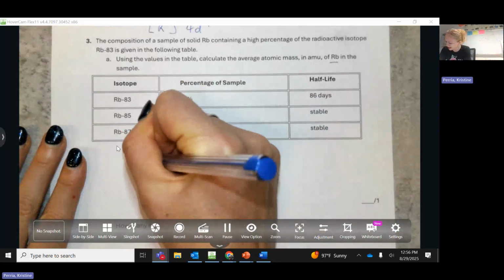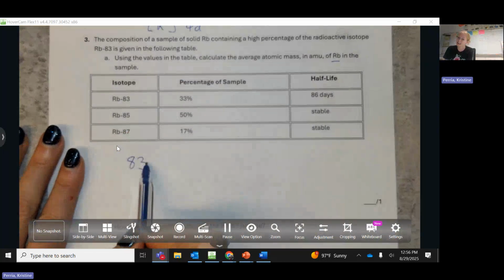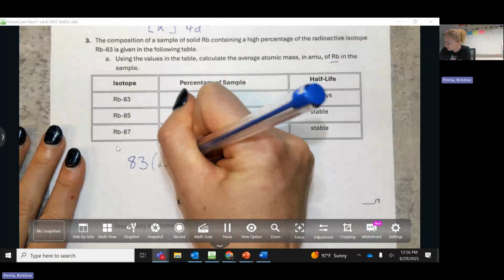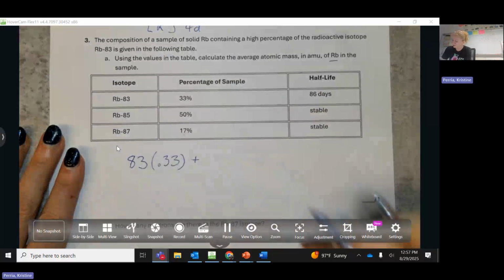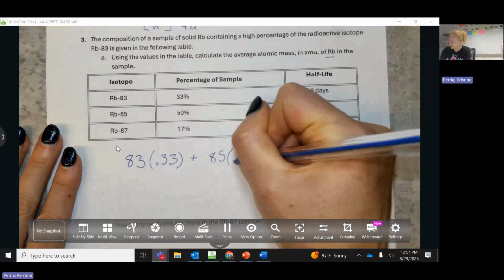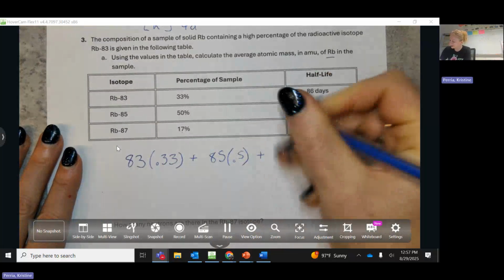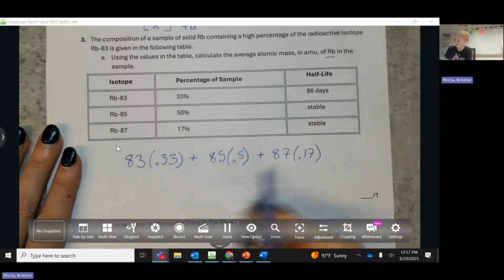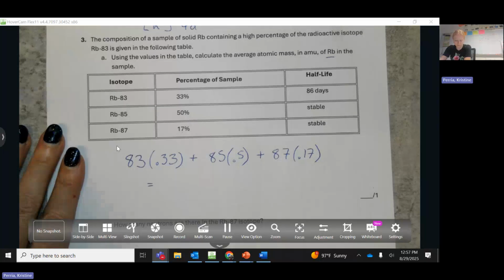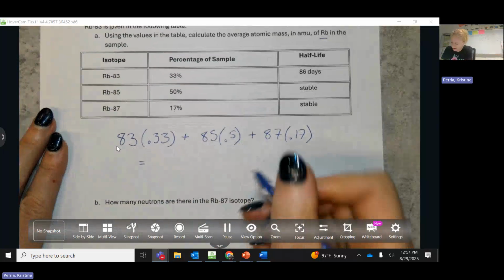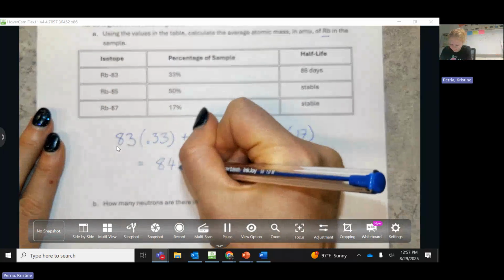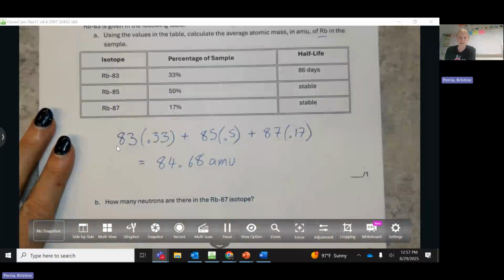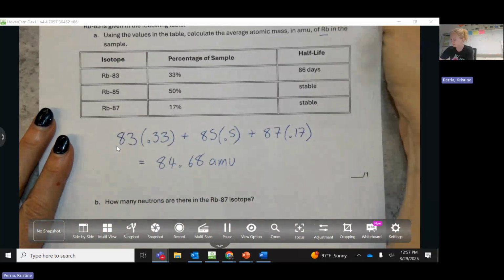So we're going to take the 83 isotope, which is, of course, the number of protons and neutrons. You be careful with that. Multiplied by 0.33 plus 85 multiplied by 0.5 plus 87 times 0.17. Okay, if you put that in the calculator, nobody wants to watch me do that. That's really boring. It would be 84.68. And if you're wondering what the units are, it's AMU, which stands for atomic mass units.